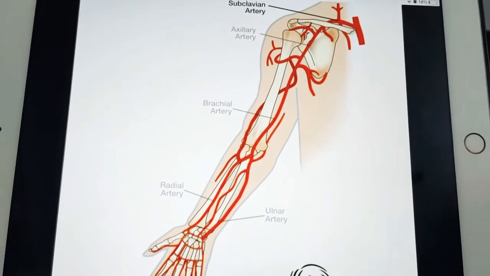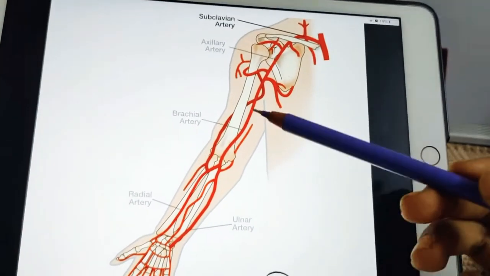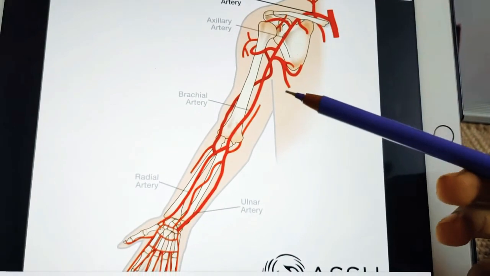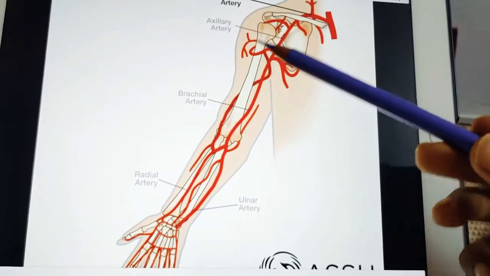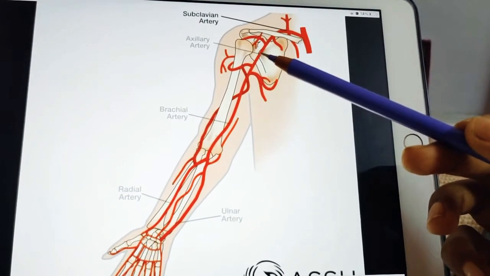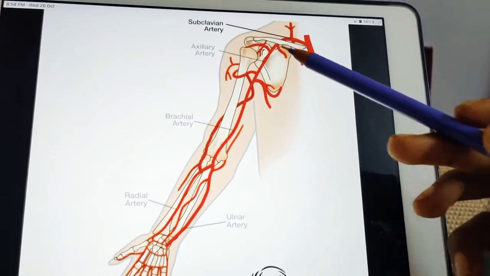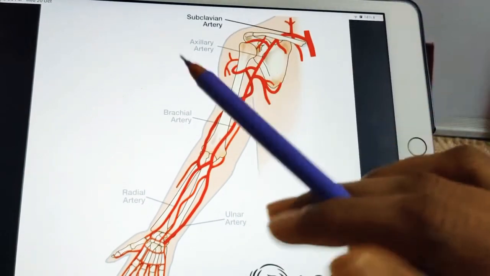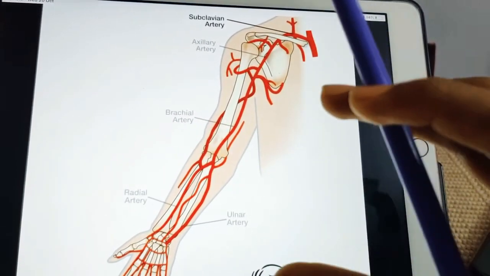Now we are going to discuss the brachial artery. You can see here this is the brachial artery. Actually, this brachial artery is nothing but the continuation of the axillary artery. Of course, the axillary artery is in turn a continuation of the subclavian artery. So according to the location the artery name is changing, but the artery is the same everywhere.